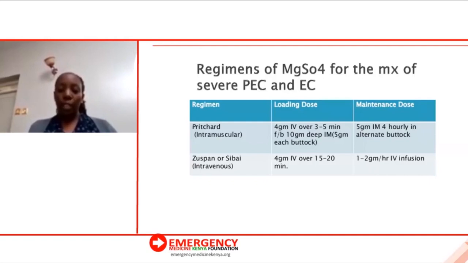So if there are signs of magnesium toxicity, or you're in a facility that can quickly check the magnesium levels, and you find that there is toxicity, then you can give calcium gluconate. 10 mils of 10% calcium gluconate. That would be the antidote for magnesium toxicity.